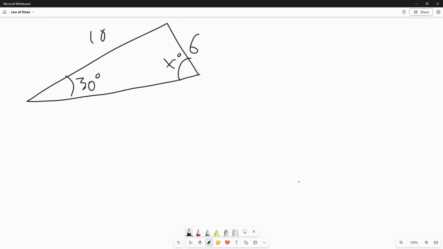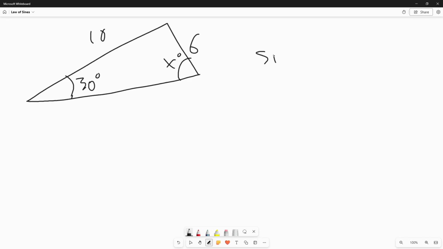Now let's do another practice problem. If you think you know how to solve for x, then pause the video and try it. But in this problem, this is the ambiguous case, where we're given two sides and an angle that is not in between those two sides. We have side length 6 and side length 10 and an angle 30, and we need to solve for this angle x.